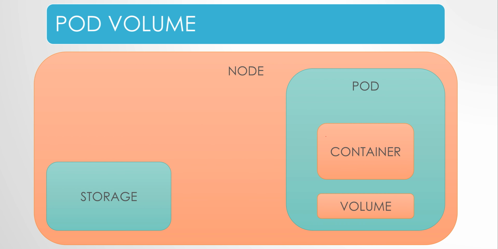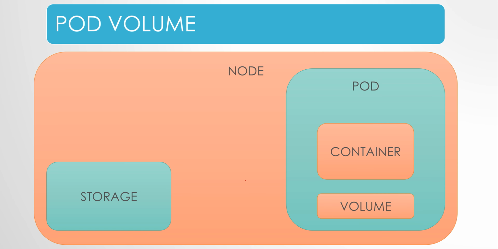We just saw what happens if we create data inside a container. Once the container is restarted, all the data inside it is lost. So we use volumes to prevent this data loss. I'm using a simple pod volume here. In the next video, I'll explain about persistent volumes.